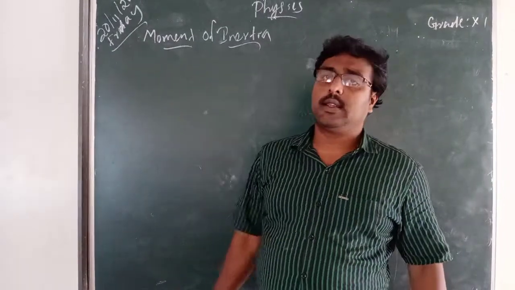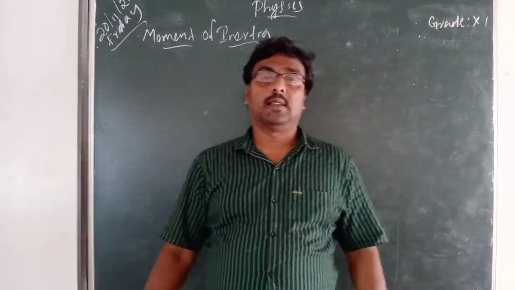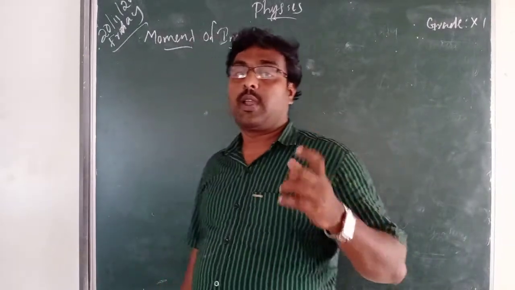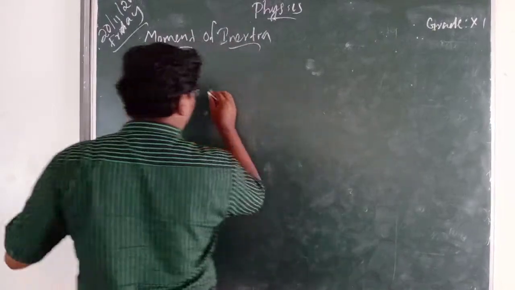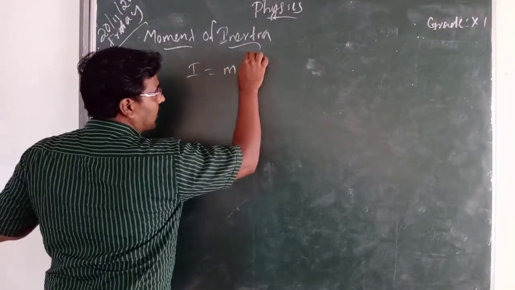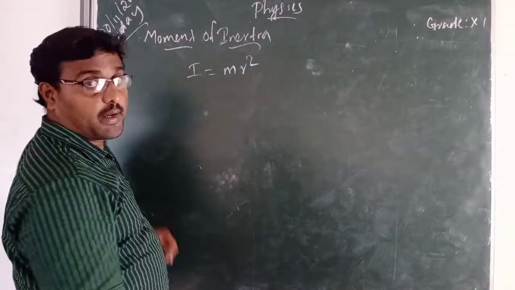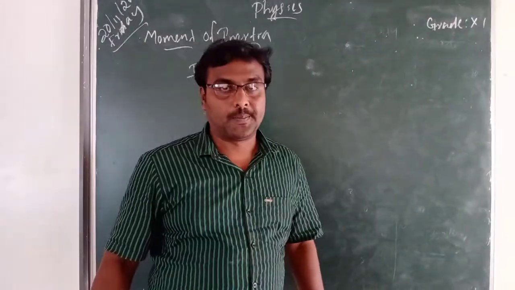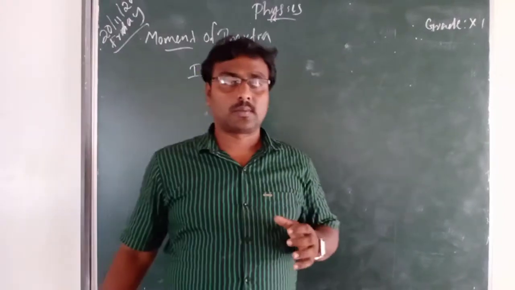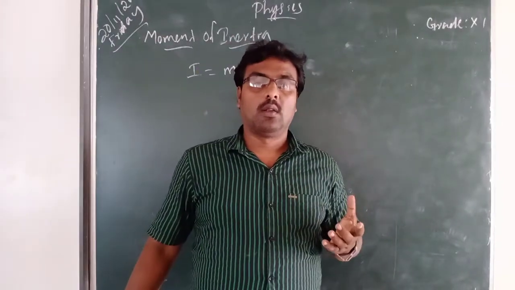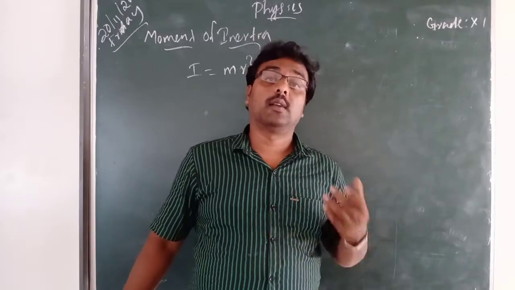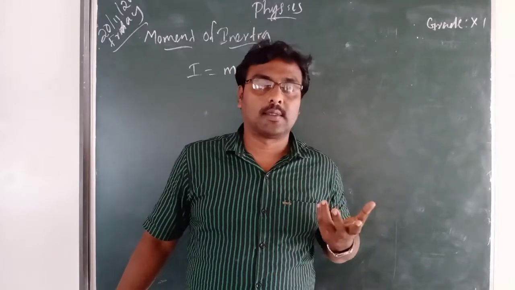So first thing, what is moment of inertia? You know that while studying the previous topic, there is a formula we derived, I is equal to mr square, and I told you it is moment of inertia. What is this m? Mass. And what is this r? r means distance. So what distance?